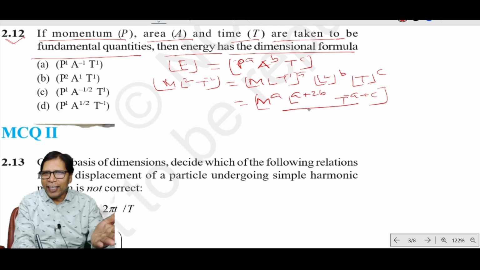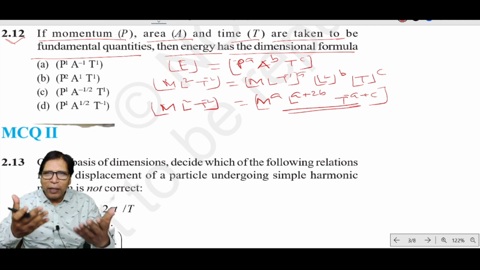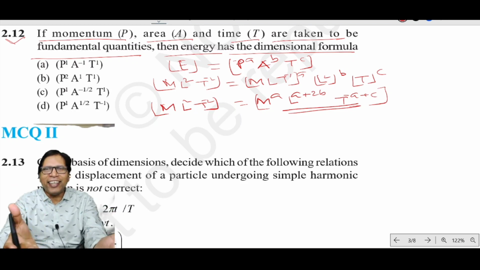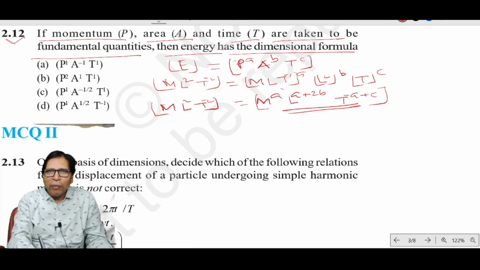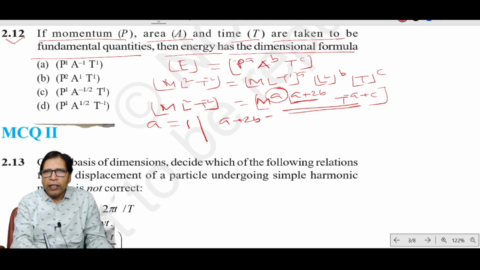This is the RHS, and here this is the LHS, M L squared T minus 2. Now, applying the principle of dimensional homogeneity, you can easily calculate a, b, and c. Here power of M is equal to power of M, so a equal to 1. Now the power of L is a plus 2b, this is 2. Now a equal to 1, so 1 plus 2b equals 2, so 2b equals 1, so b equals half.